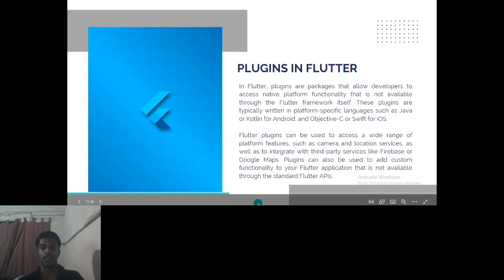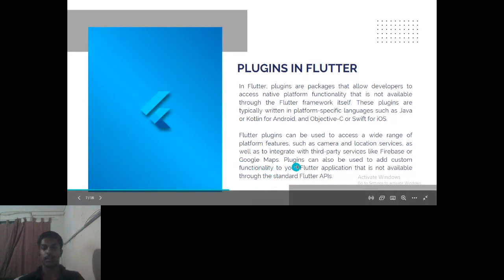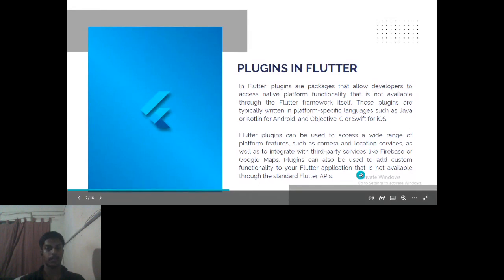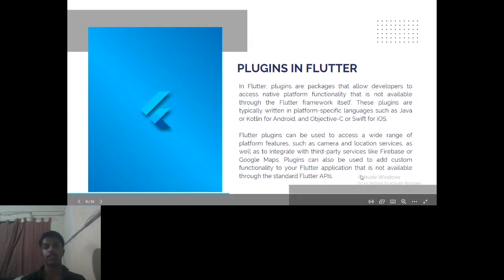So here you can see in the Google Maps. Here plugins can also be used to add custom functionalities. Not only the given functionalities that Flutter gives, some plugins let you add your own. Let us take some plugin, and if you don't like that functionality and want to change it, you can change functionalities according to your point of view from the given plugin. So that is a Flutter application feature not available through standard Flutter APIs. So this is the thing.